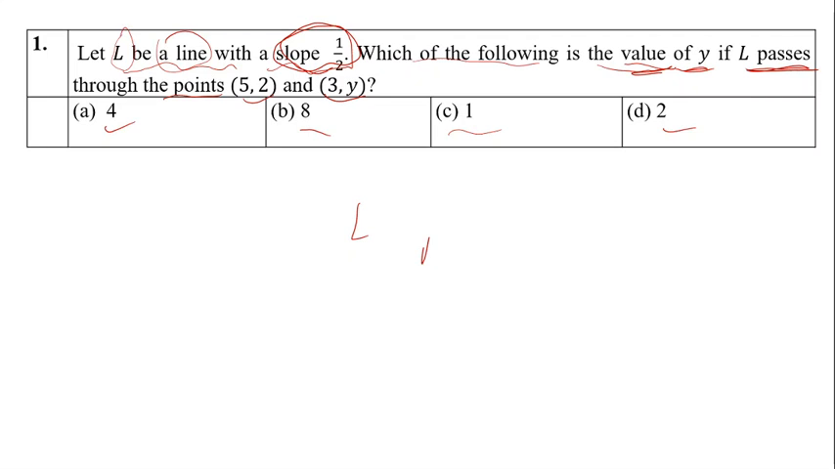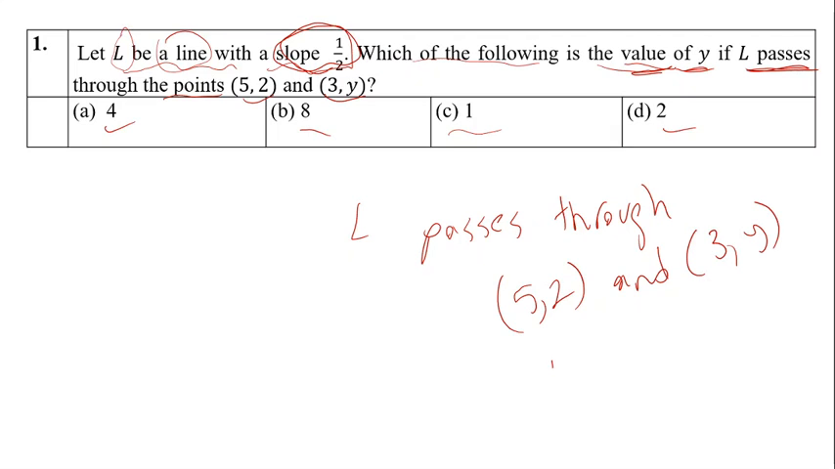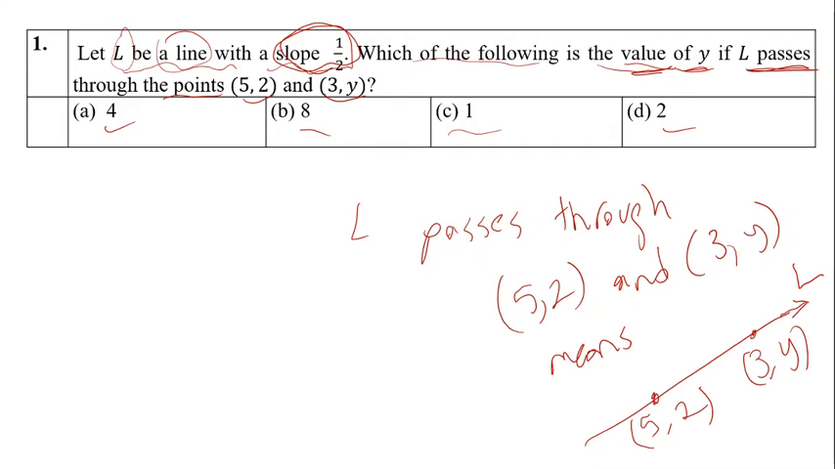So L passes through (5, 2) and (3, y). L is passing through these points, so these points are on the line. And this is the line L. The slope of the line is equal to 1 over 2. This is given in the question. So how can we find y?